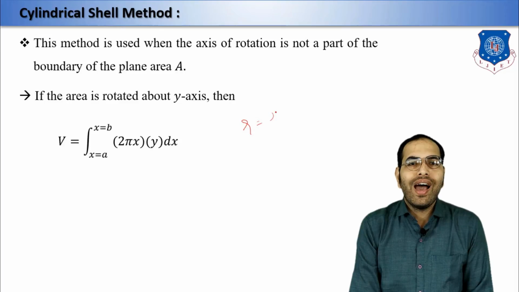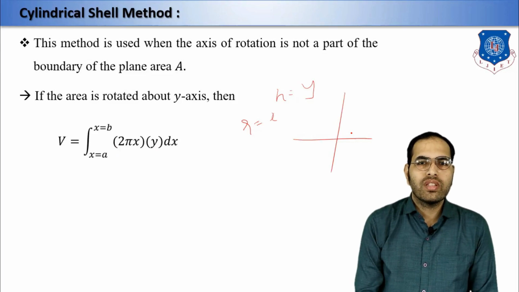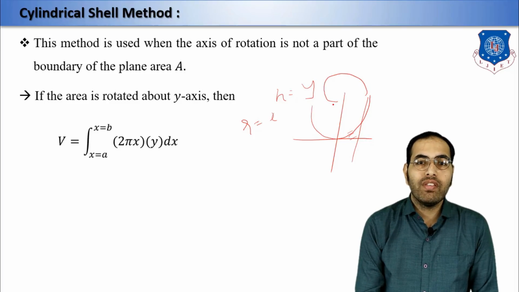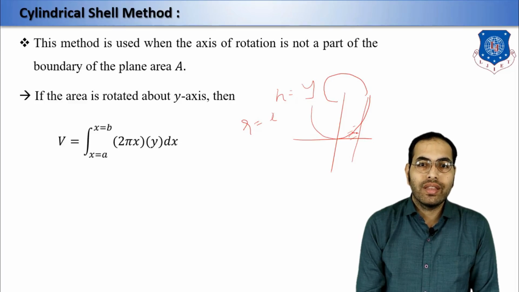Here r is indicated by x because it is a rotation about the y-axis, and h is indicated by y. Suppose we consider one curve and this area, and revolve it about the y-axis. Whenever we revolve about the y-axis, this point is (x, y) and this one is a radius.